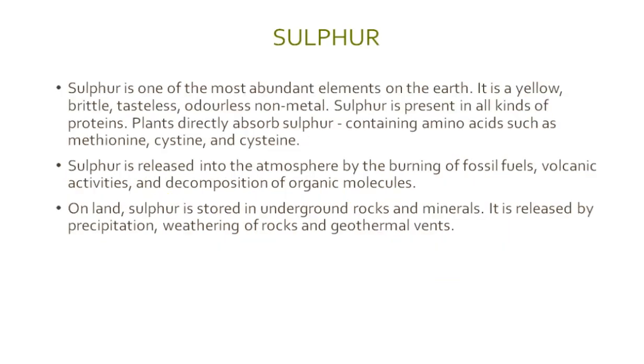The next one is the sulfur cycle. Firstly, let us see some of the facts about sulfur. Sulfur is one of the most abundant elements on the earth. It is a yellow, brittle, tasteless, odorless non-metal. Sulfur is present in all kinds of proteins.